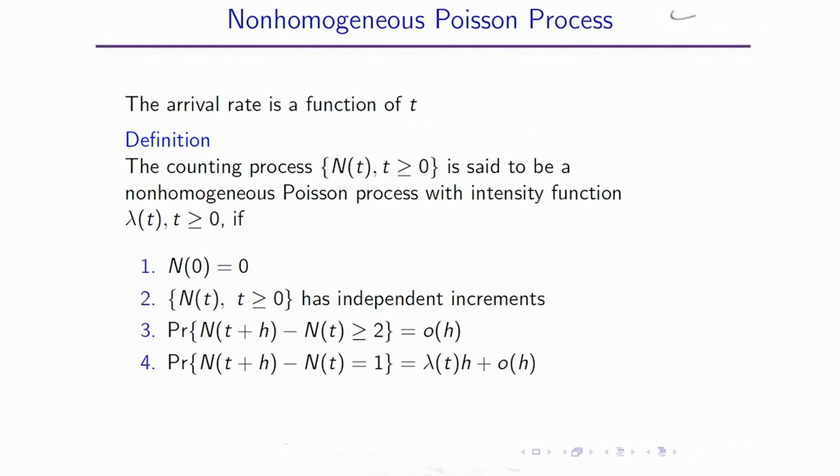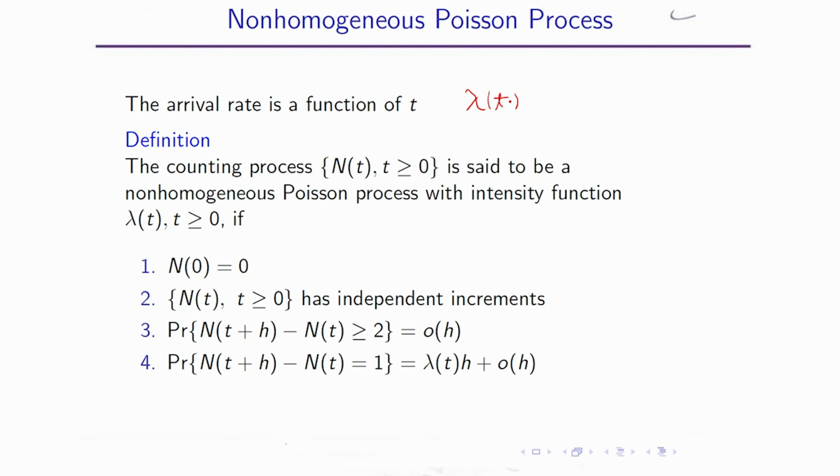Now, the non-homogeneous Poisson process. The arrival rate is a function of t. Previously we talked about the Poisson process, by which we meant the homogeneous Poisson process, so lambda is actually a constant. Now, when we talk about a non-homogeneous Poisson process, we mean lambda can be a function of t. So we are talking about lambda of t.